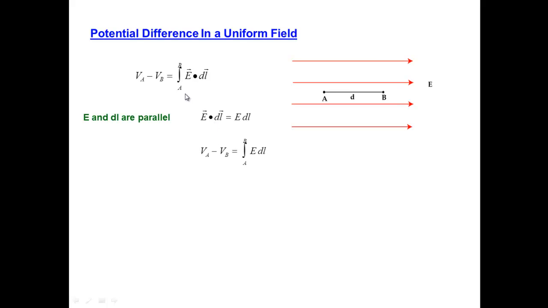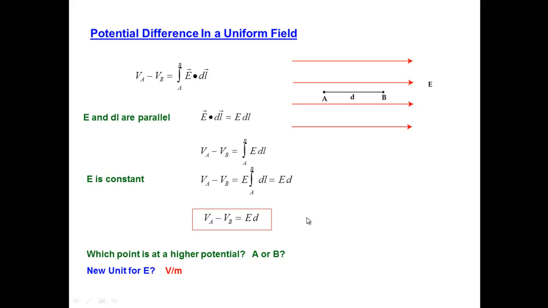This makes the resulting integral very easy to solve, so VA minus VB is the integral from A to B of E dl. Since E is uniform, it can come outside the integral. All along the path of integration, it's got the same value. So what's left is E times the integral from A to B of dl. That just adds up all of the tiny vectors pointing from A to B, and actually adds up all their magnitudes, and the sum is simply the distance d. So VA minus VB equals E d. It's a very simple result that comes in this special case.